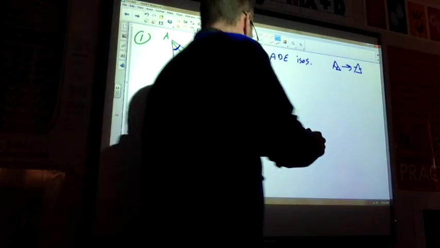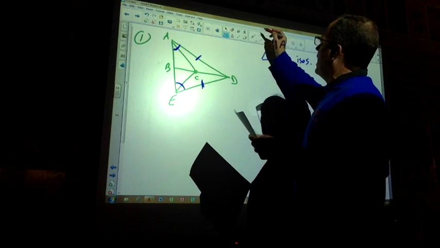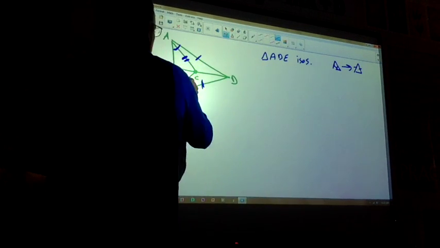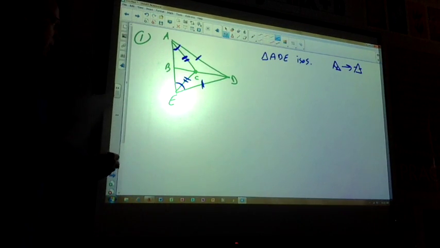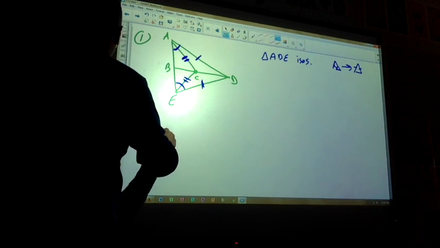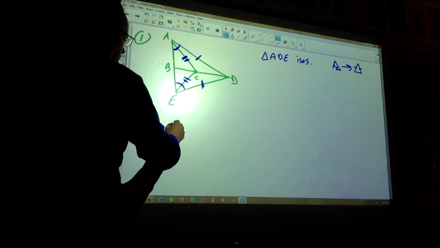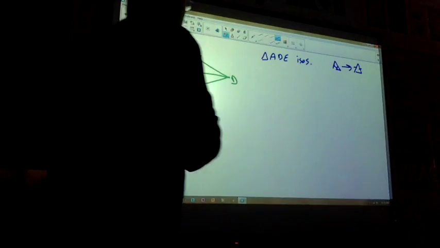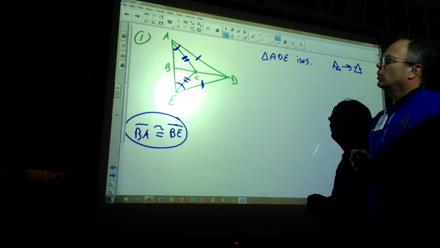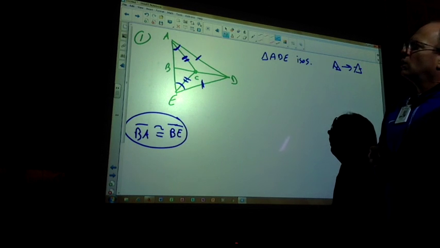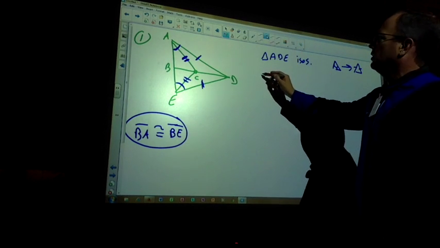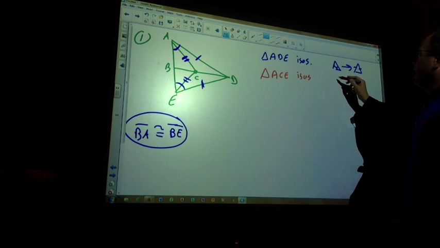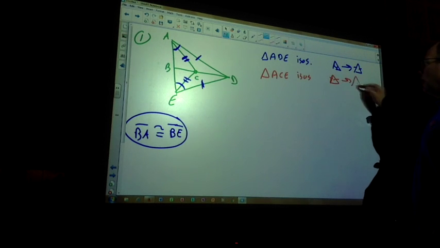We do have reflexive. Let's see what more our proofs are. So then they tell us that CA is congruent to this here. Triangle CAE is isosceles. So this is what we're trying to prove, right? Then we could go ahead and state that triangle ACE is isosceles. And that's going to be segments to angles.